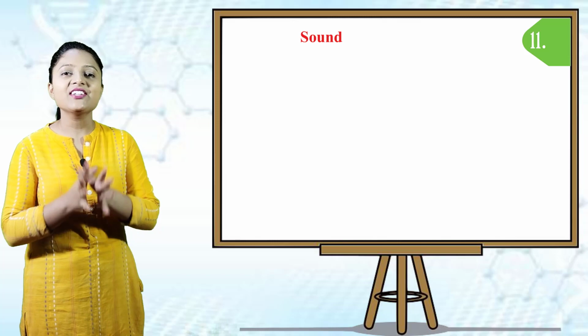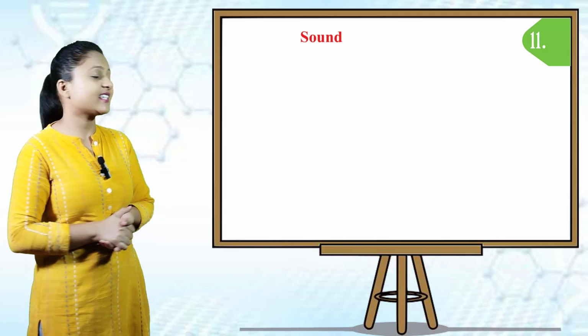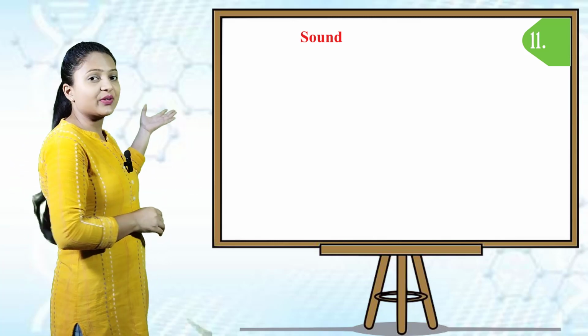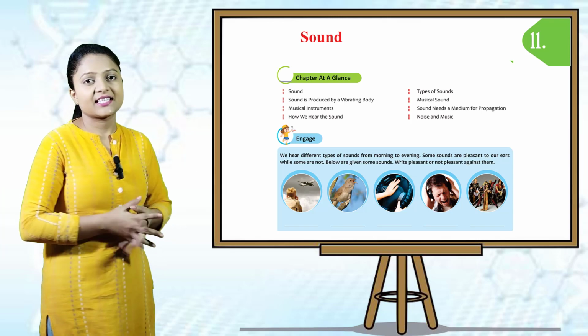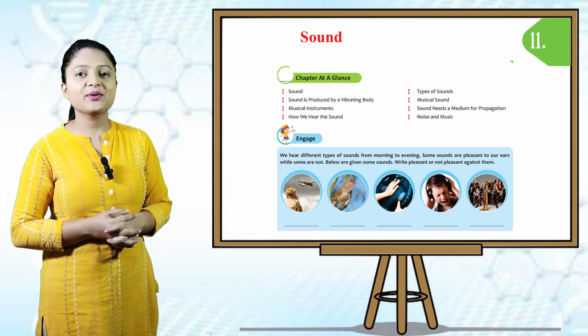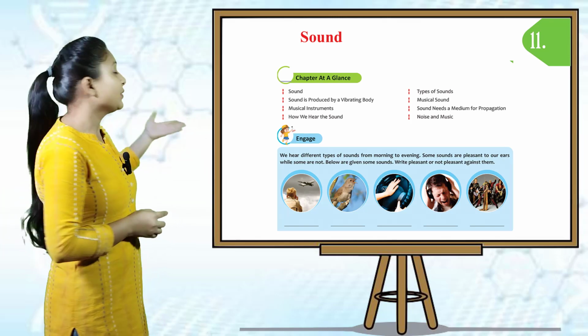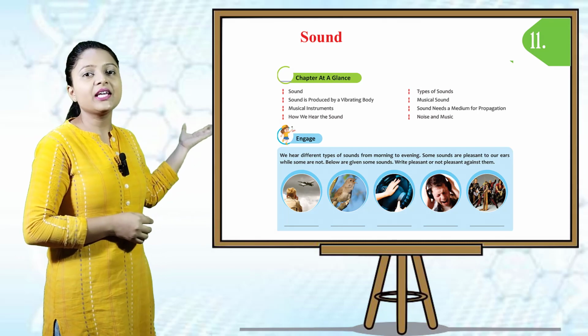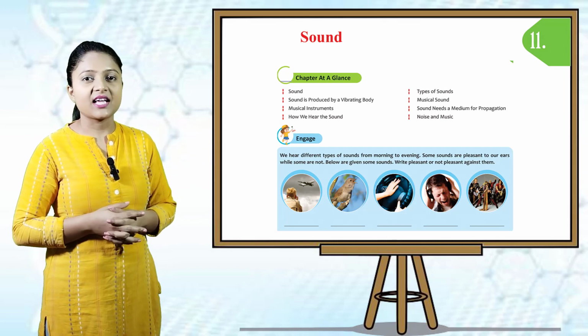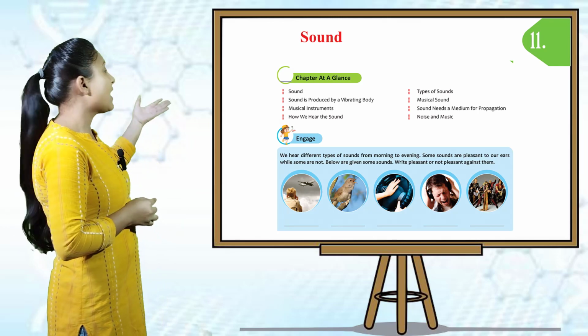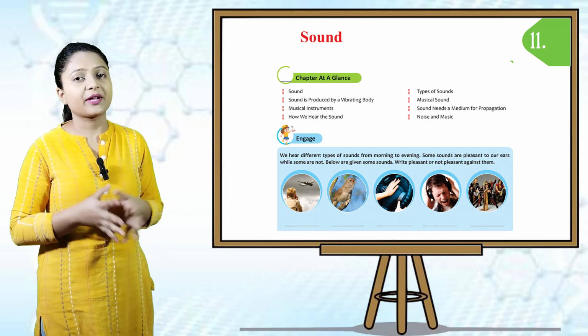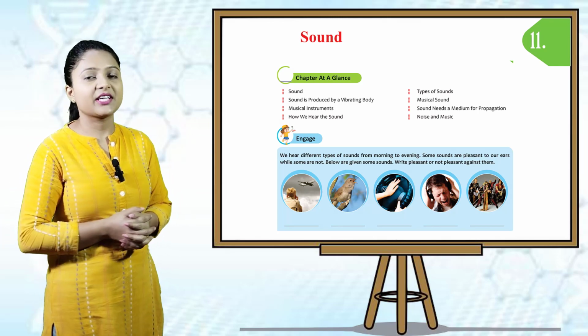Today we are going to start chapter 11 of our Science textbook, which is Sound. Chapter at a glance. Sound. Sound is produced by a vibrating body. Musical instruments. How we hear the sound. Types of sounds. Musical sounds. Sound needs a medium for propagation, noise and music.